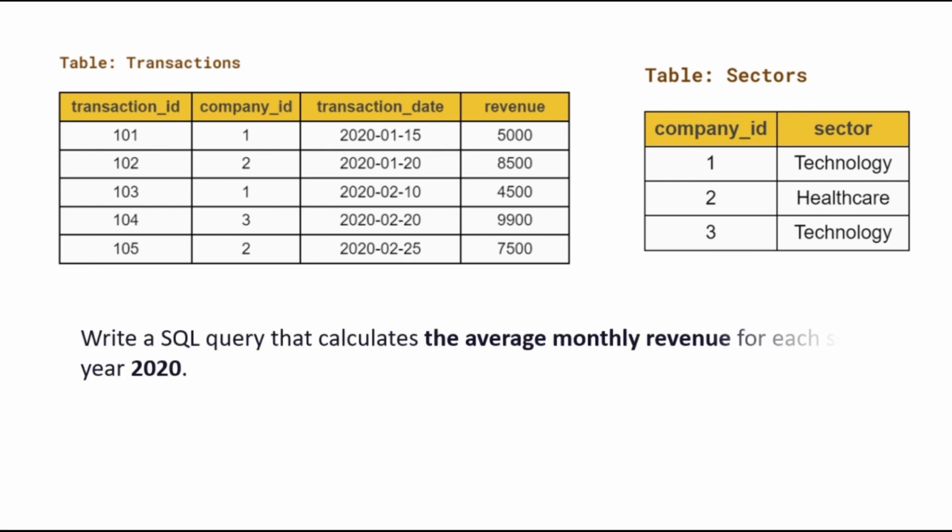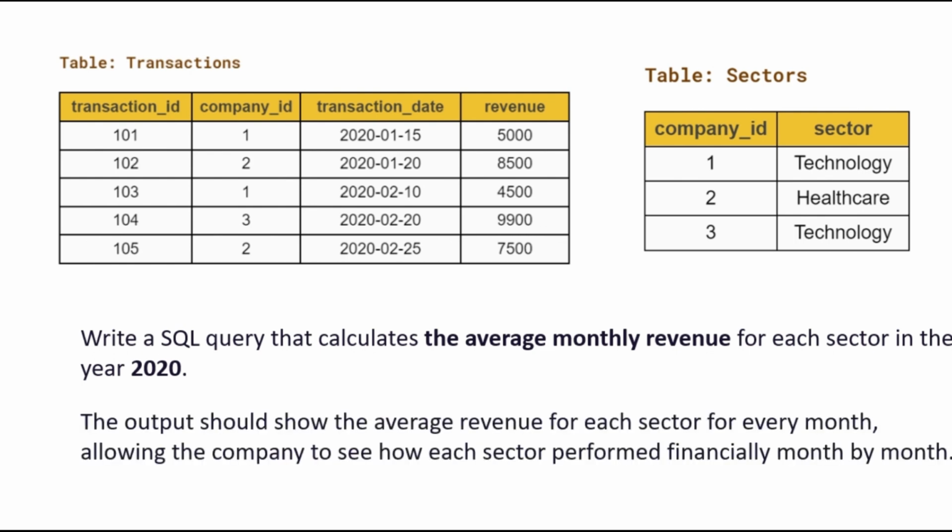Now your goal is to write a SQL query that calculates the average monthly revenue for each sector in the year 2020. Your output should show the average revenue for each sector for every month, allowing the company to see how each sector performed financially month by month. So your output should have columns like month, sector, and the average revenue for that particular month and sector.